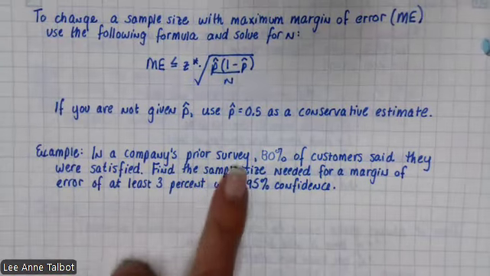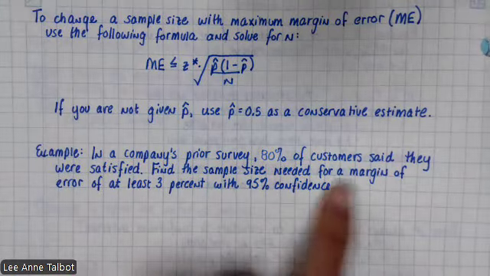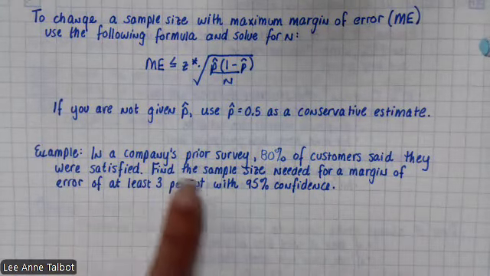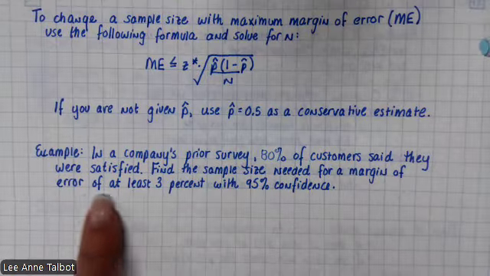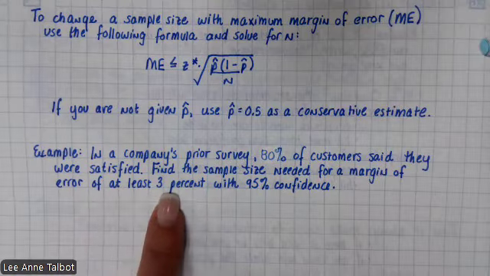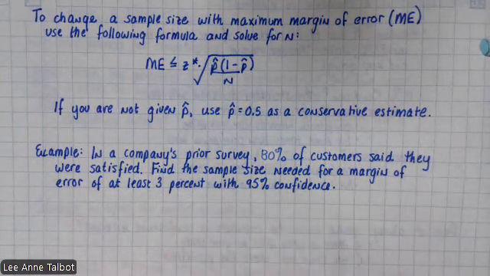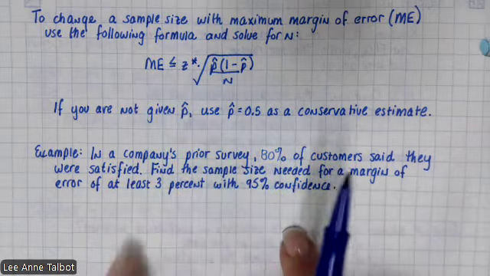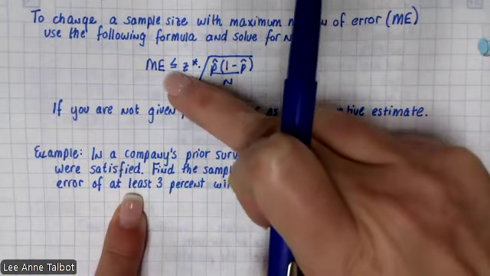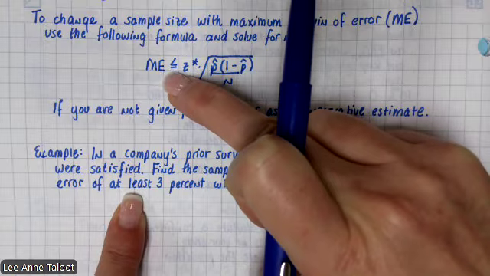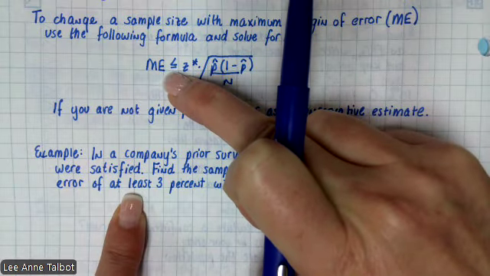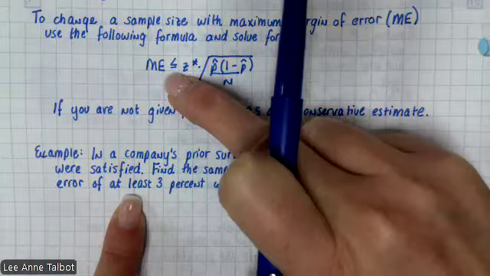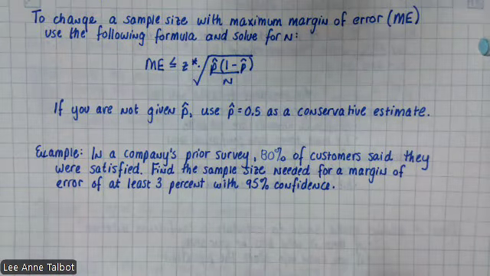In a company's prior survey, 80% of customers said they were satisfied. Find the sample size needed for a margin of error at least 3% with 95% confidence. Okay, so we're going to start with the life hack bit here. And the at least is this, the less than or equal to, but you don't need that. Like, don't confuse yourself with that. Let's just go with equals.